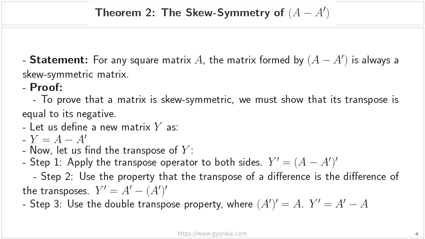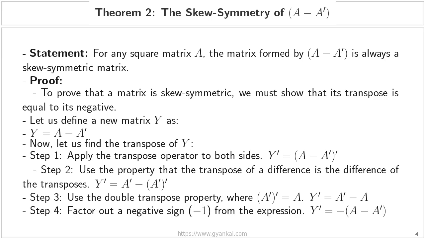Moving to step 3, we use the double transpose property. As we previously discussed, the transpose of a transpose returns us to the original matrix. So, the expression simplifies to Y transpose equals A transpose minus A. In step 4, to make the expression more recognizable, we factor out a negative one from the terms. This reverses the signs within the parentheses, resulting in Y transpose equals negative of the quantity A minus A transpose.